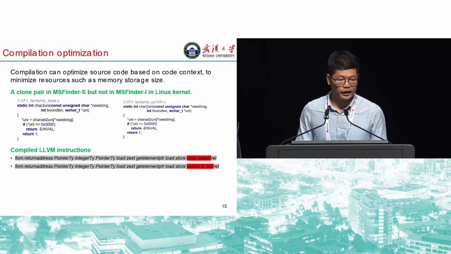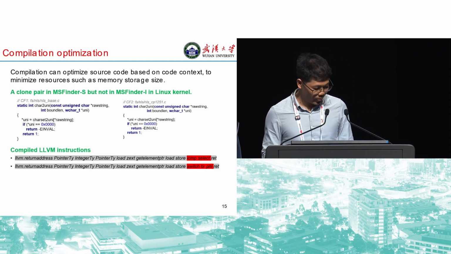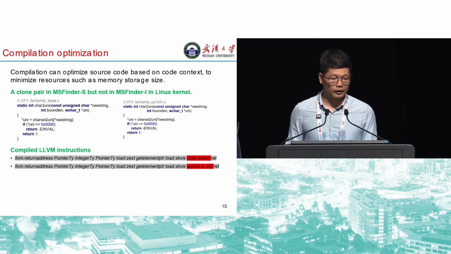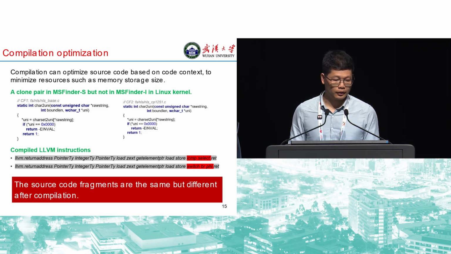And the next reason is the compiler optimization. Actually, this reason is very interesting. When we manually studied this, we found that the source code is the same in the Linux kernel project, but they are in different paths and different files. But after compilation, the IRs are different. So that is the reason.